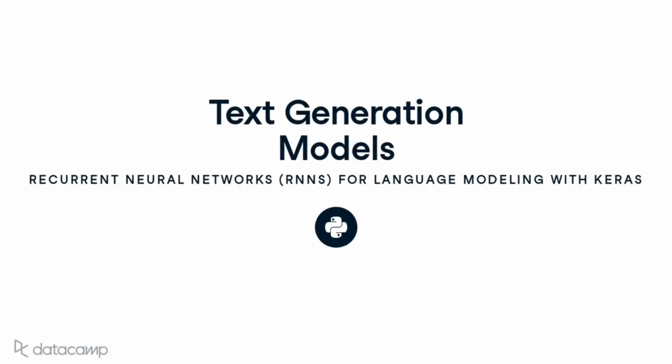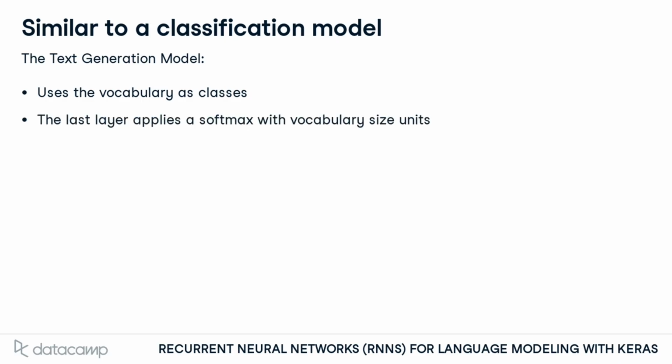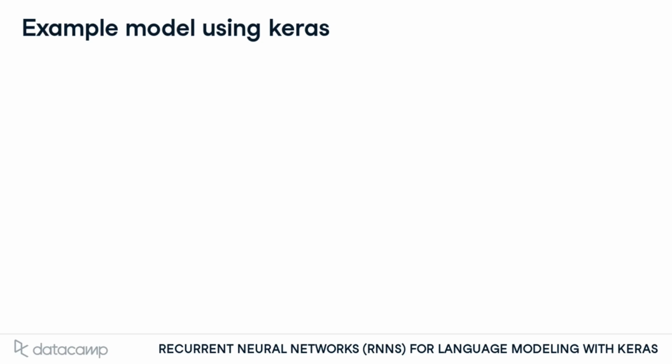You saw how cool it can be to generate text using RNN models, but you haven't actually seen the models. Let's fix that. The text generation models can be seen as a multi-class classification model, where the classes are each of the tokens in the vocabulary. As in the classification model, it uses a softmax activation function on the last layer, and uses categorical cross-entropy for the loss function. As an example model, we create a sequential model with two LSTM layers.